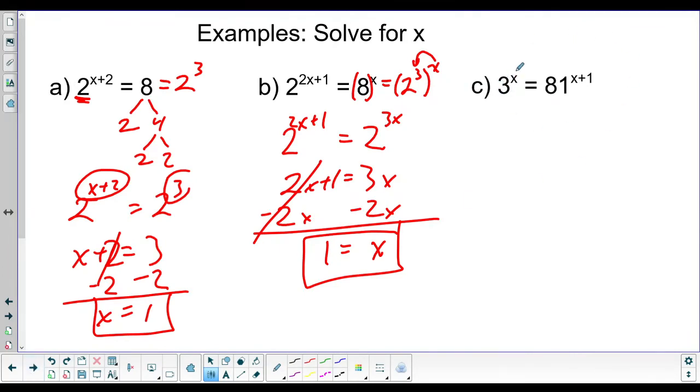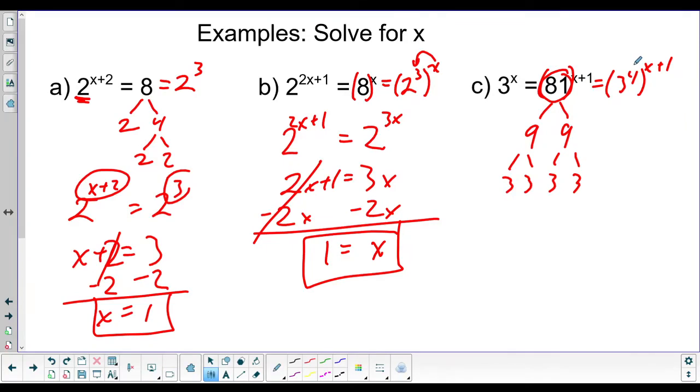All right, so we have 3 to the power of x. We need to condense or maybe factor our 81 down so it's 3 to a power. So 81 is 9 times 9. 9 is 3 times 3. So we have 1, 2, 3, 4 3s. So this is going to be where the 81 was, 3 to the 4th power, to the power of x plus 1. Then we distribute the exponents together. So 4 times x plus 1.